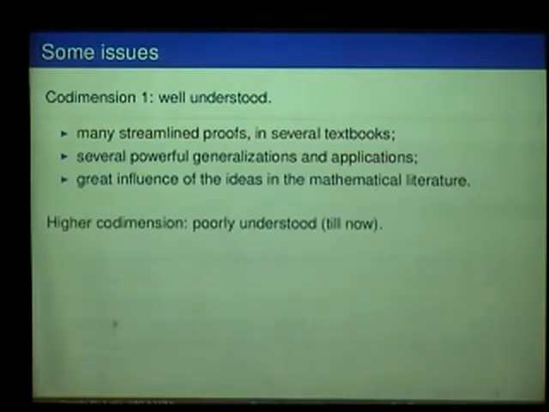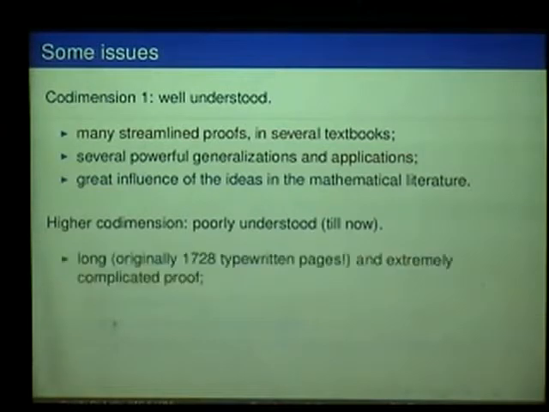Now, the higher codimension is comparably poorly understood, at least till now. So first of all, the original work of Almgren was huge. It was 1,728 typewritten pages. And the proof, of course, is extremely complicated.